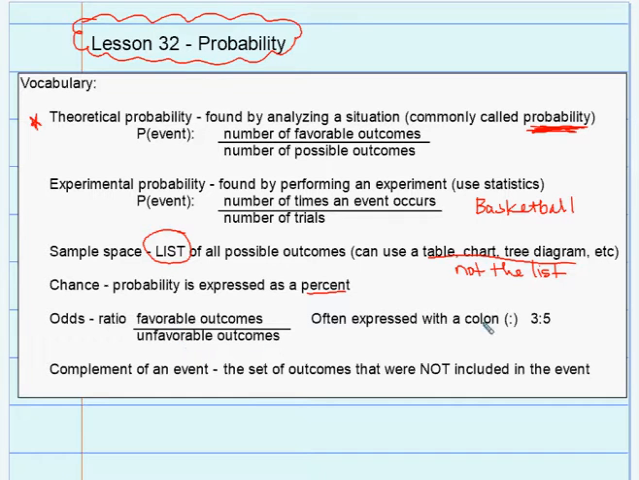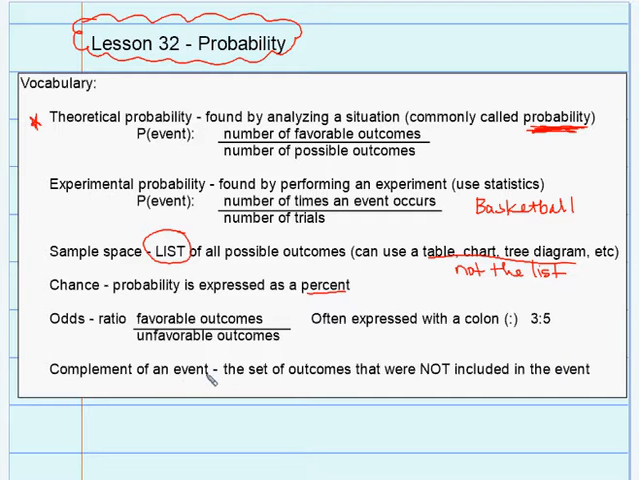Odds are a ratio of favorable outcomes to unfavorable outcomes. And we often express that with a colon. In this case, 3 to 5, let's say the odds of winning would be 3, and the odds of losing would be 5. Okay, so 3 to 5. So in this case, we have a better chance of losing than we do of winning. There would be 8 outcomes altogether, 3 with wins, 5 with losses.